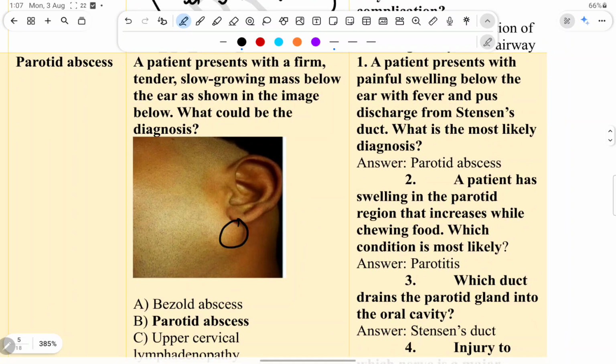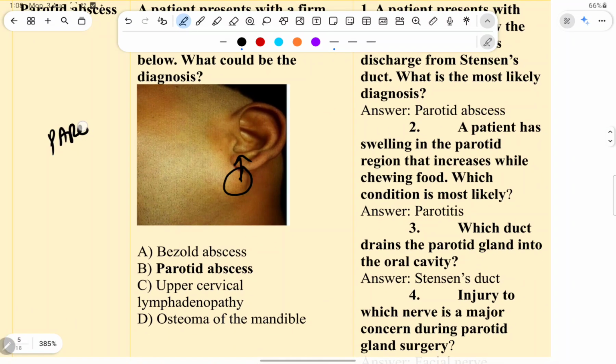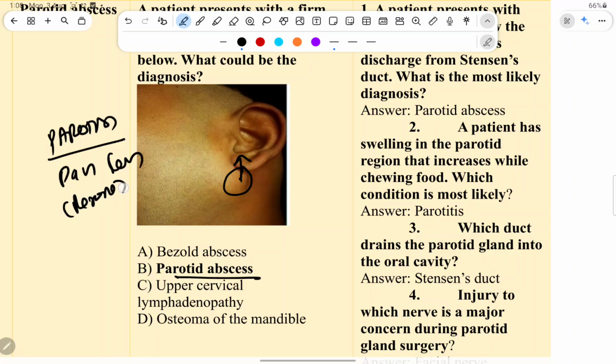A patient presented with a firm, tender, slow growing mass below the ear. Since it is below the ear, the swelling is basically due to parotid pathology. It can be an abscess, or it can be parotid cancer, like pleomorphic adenoma if given. Then the features will also be present.